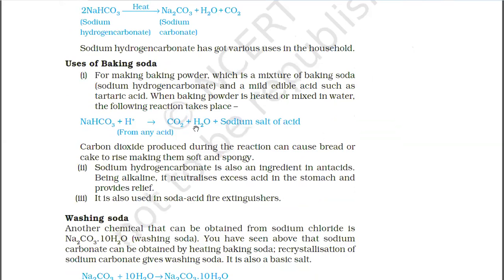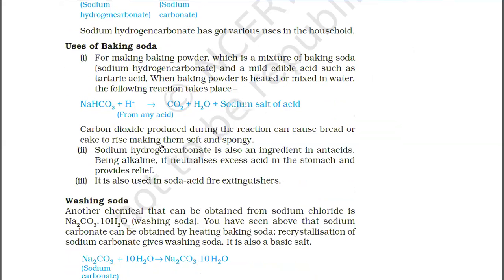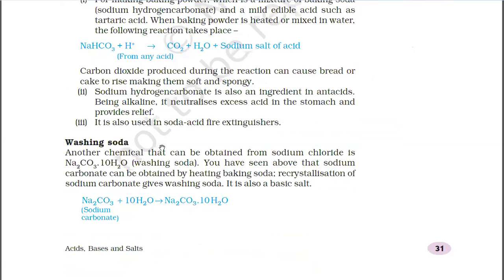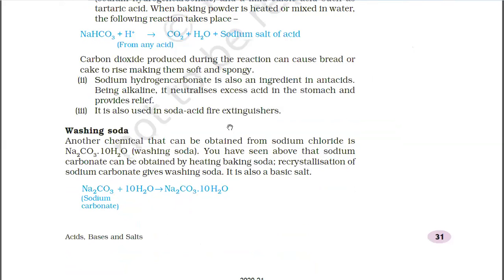NaHCO3 + H+ gives CO2 + H2O + sodium salt of acid. Carbon dioxide produced during the reaction can cause bread or cake to rise, making them soft and spongy. Sodium hydrogen carbonate is also an ingredient in antacids. Being alkaline, it neutralizes excess acid in the stomach and provides relief. It is also used in soda acid fire extinguishers.